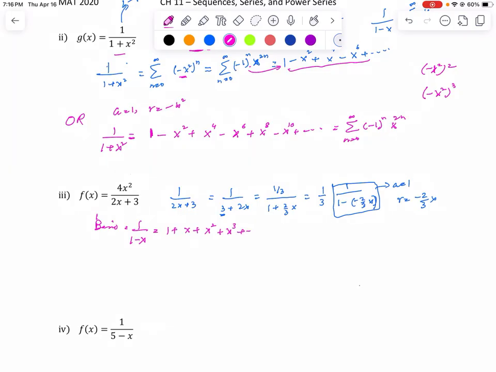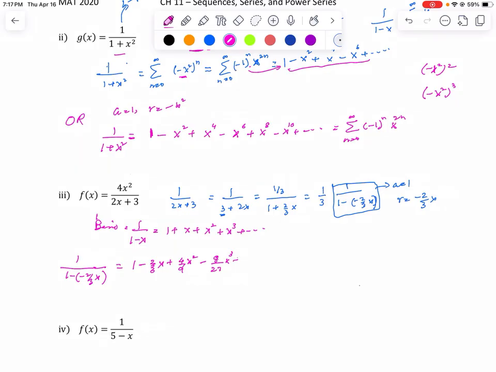So that 1 over 1 minus negative 2 over 3x will be equal to 1 minus 2 over 3x plus 4 over 9x squared minus, we have now cubed, so 8 over 27x cubed, plus dot dot dot.